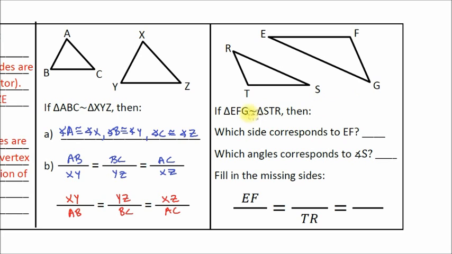So based on this similarity notation, which side corresponds to EF? Well, we know EF is the first two positions. That means it must correspond to ST. So EF and ST match up with each other. See how weird that looks on the diagram because we have a rotation going on here, but with our similarity notation we can totally tell which side matches up with which.